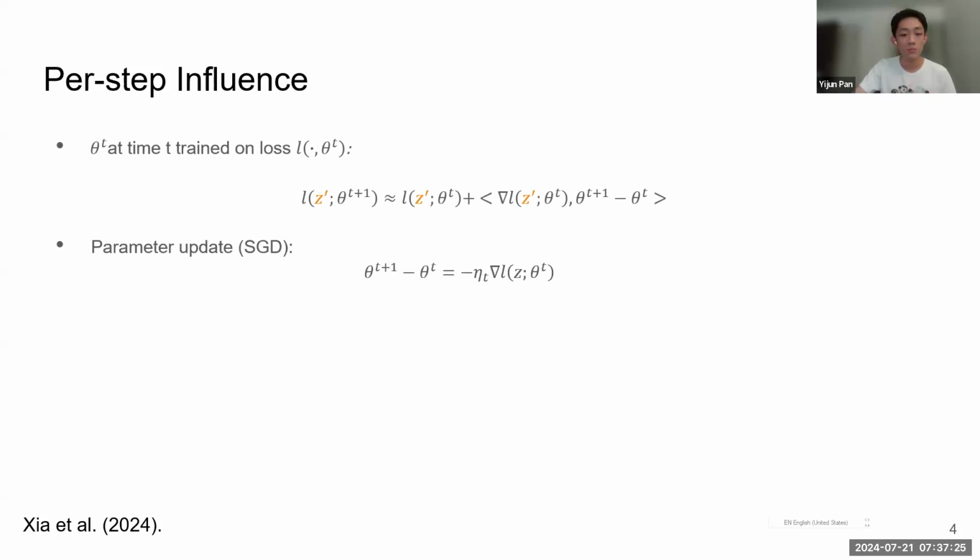For now, let's assume that our parameter updates come from an SGD optimizer. As we can see here, the parameter update is just the normal gradient times eta of t, which is the learning rate chosen at time t. Plugging that in, we have the definition of per step influence in this inner product form.